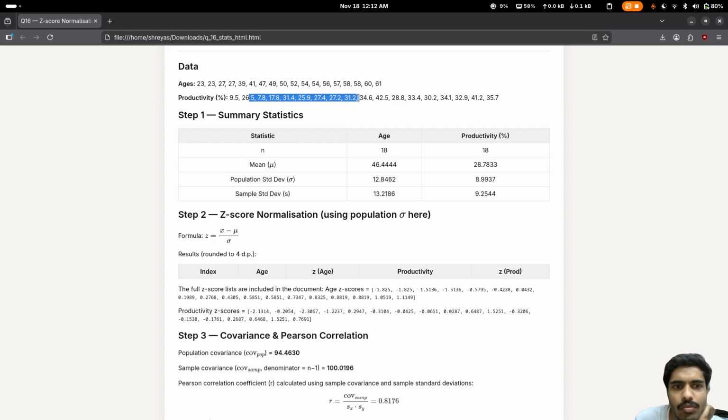At the start, we just calculate some useful things so that the normalization would be easy. So here we calculated the mean, standard deviation and sample standard deviation, basically just for the z score, covariance and correlation. Inside step 2, we have calculated the z score for each value, right? Both for productivity and the age. And eventually we get a list.